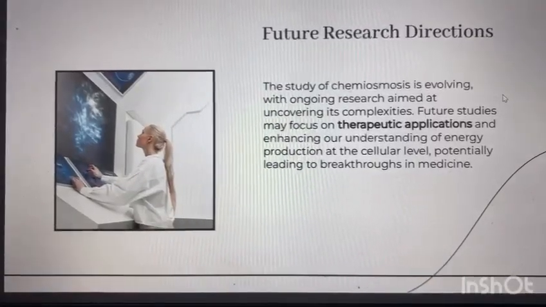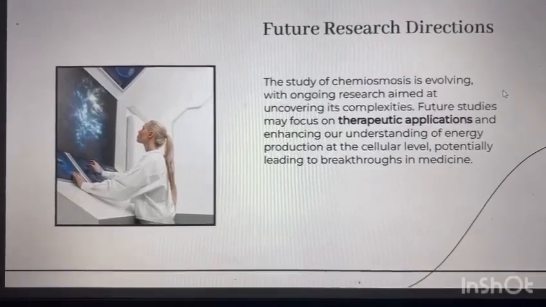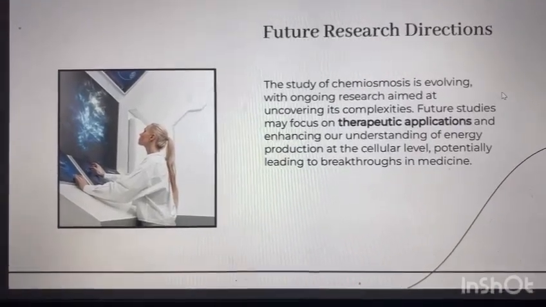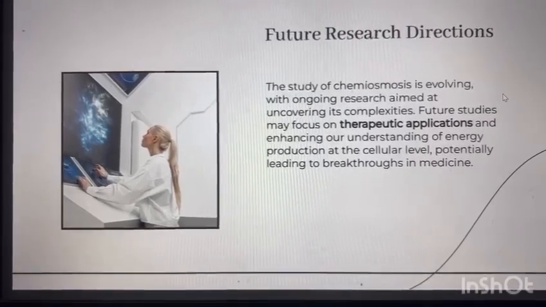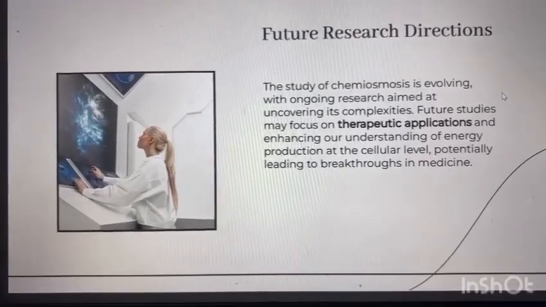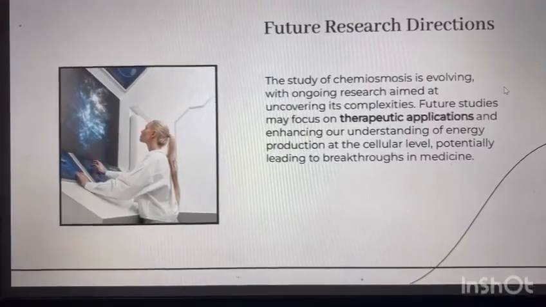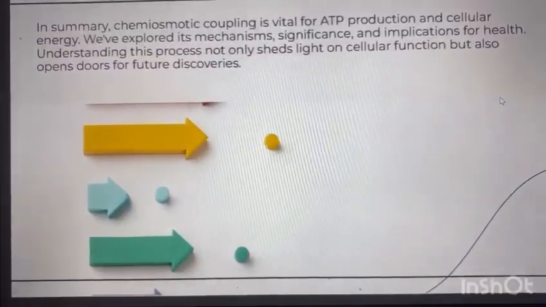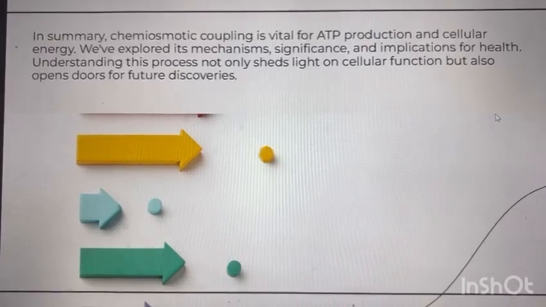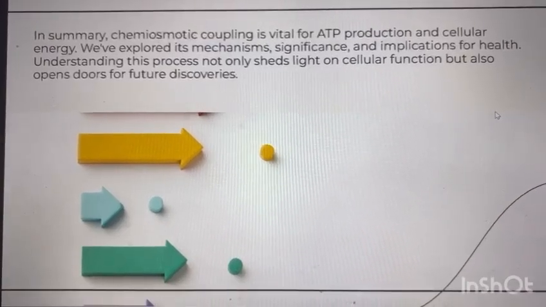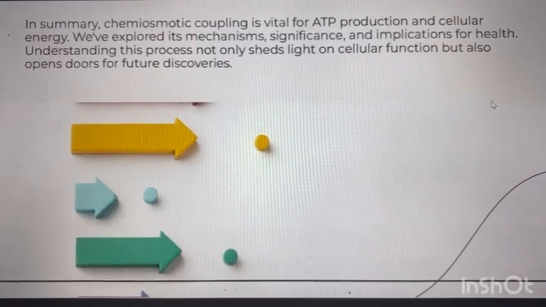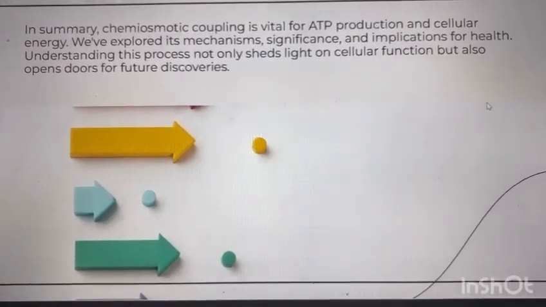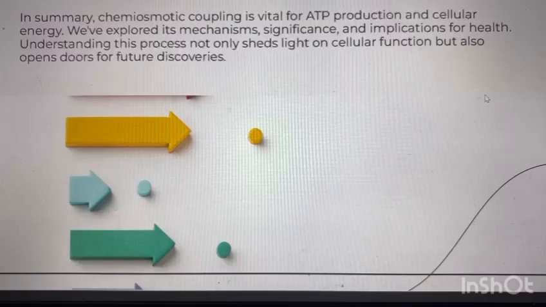Future research directions. The study of chemiosmosis is evolving with ongoing research aimed at uncovering its complexities. Future studies may focus on therapeutic applications and enhancing our understanding of energy production at the cellular level, potentially leading to breakthroughs in medicine. In summary, chemiosmotic coupling is vital for ATP production and cellular energy. We have explored its mechanism, significance, and applications for health. Understanding this process not only sheds light on cellular function but also opens doors for future discoveries.